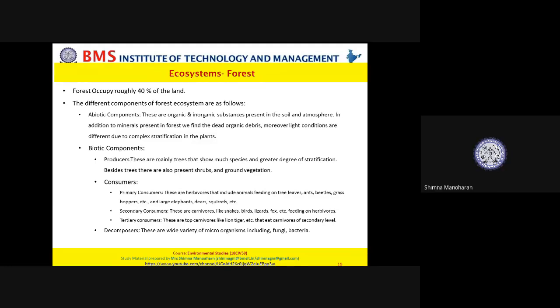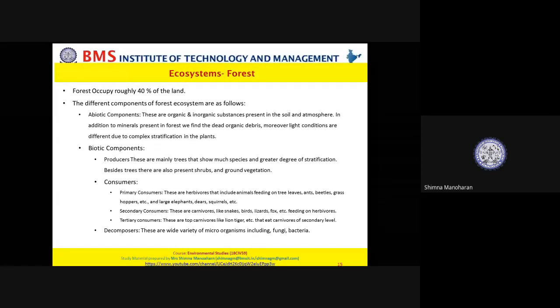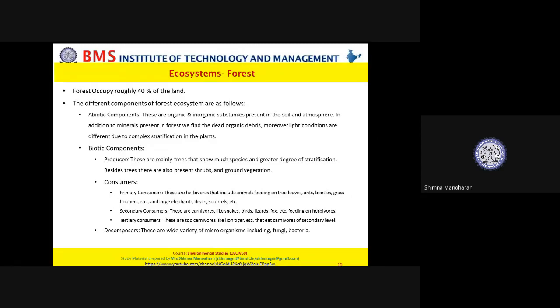Okay, Joseph. Thank you, Anirudh. Joseph, what are the different abiotic components in a forest? Anirudh was saying trees. Is a tree abiotic? Abiotic are basically non-living things, ma'am. Yes, non-living substances. What are the different non-living objects or elements in a forest?